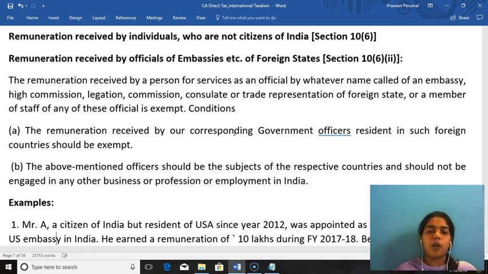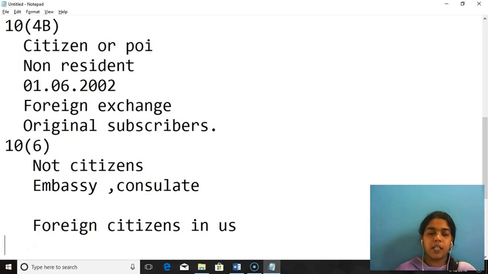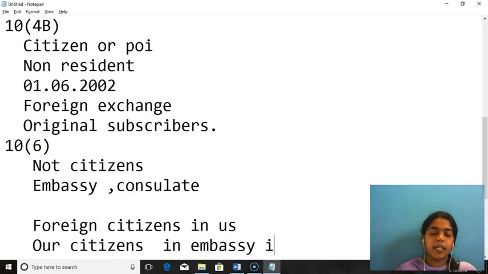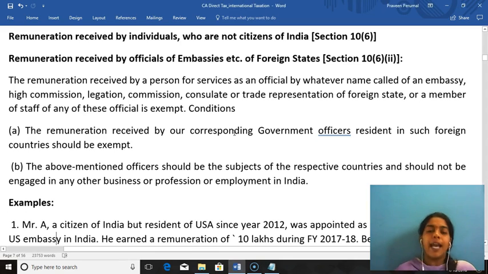So what should be the corresponding condition? What is the condition given by the government? Our citizens who are working in the US, in the embassy located in the US, should be given the tax exemption. So our officials who are citizens of our country and who are working in the US embassy should get the tax benefit. If that be the case, then the foreign citizens who are working in embassies in our country will be given the exemption. So remuneration received by our corresponding government officers resident in such foreign countries should be exempt.